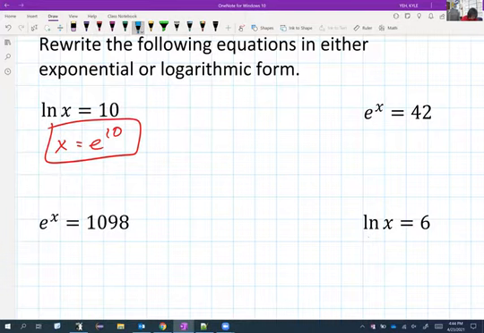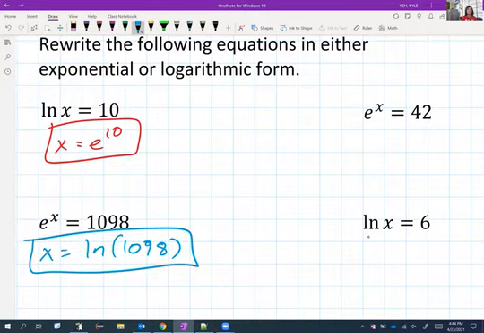And the one right below it, e to the x equals 1098. I've got to get rid of that e. I know the key to doing that is to take the natural log, ln, of both sides. I know it'll cancel out on my left. x equals ln of 1098.